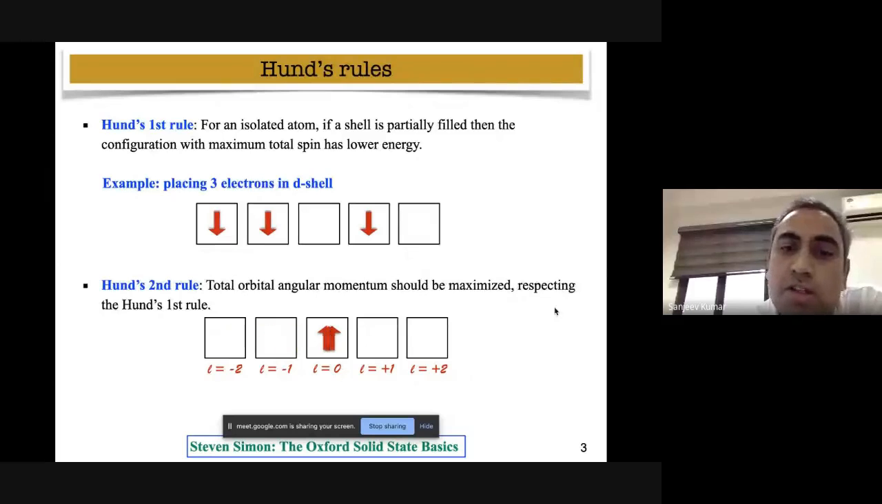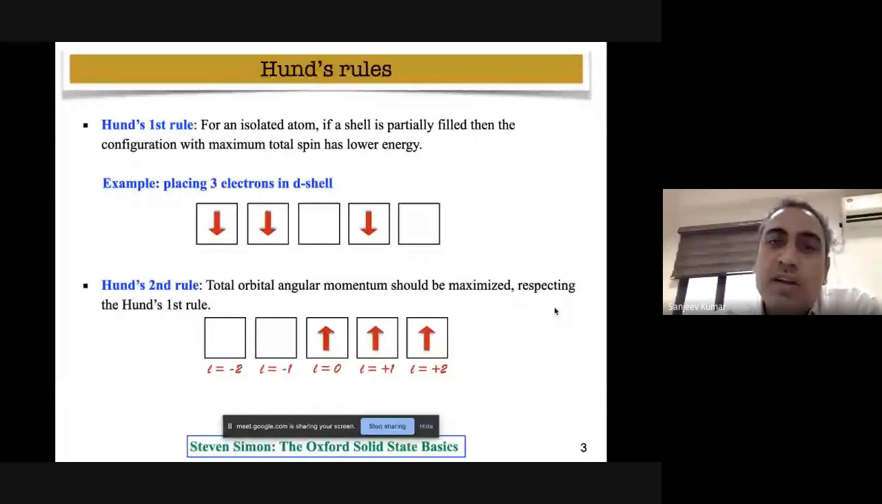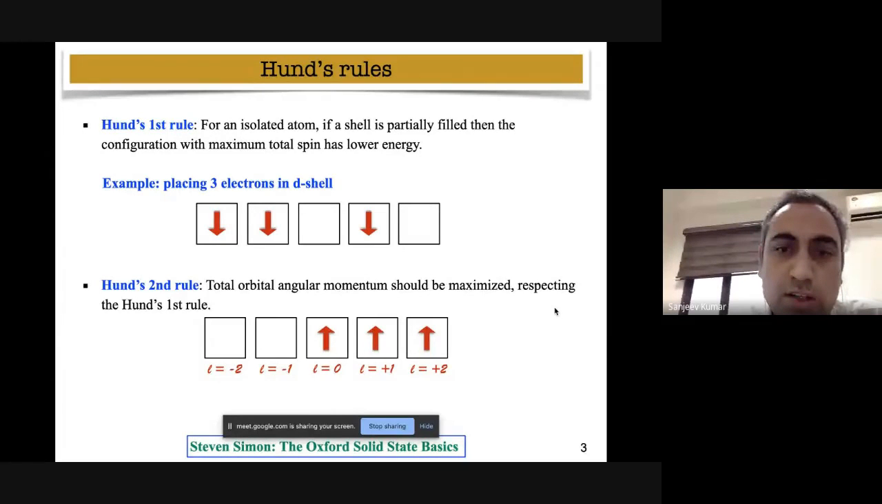And this configuration is equally good because this also maximizes the total orbital angular momentum as well as the total spin angular momentum. These 2 rules by themselves do not actually complete the story, so I'll come back to that. But the main idea of Hund's first and second rules is that the total angular momenta try to be maximum for the lower energy configurations.